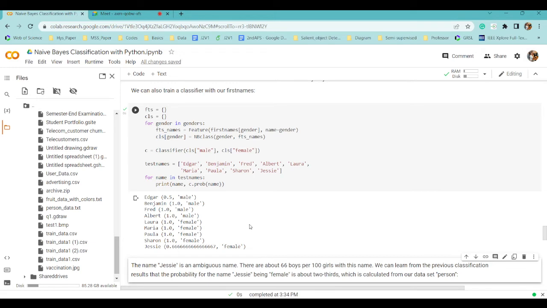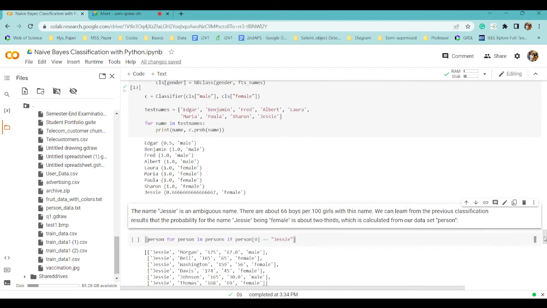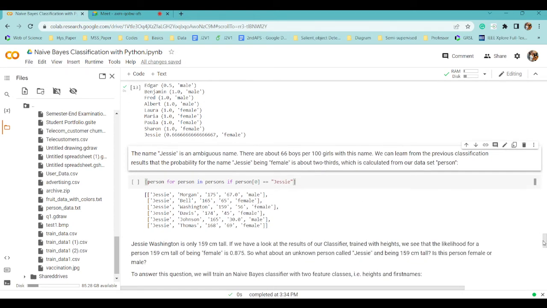Why is this like that? Just read this. The name Jessie is an ambiguous name. It's not clear whether it's a female or a male. There are about 66 boys per 100 girls with this name. That is why there is a chance that it can be a boy's name as well. We can learn from the previous classification result that the probability for the name Jessie being female is about 2/3, which is calculated from our dataset. Which means there are more female Jessies.